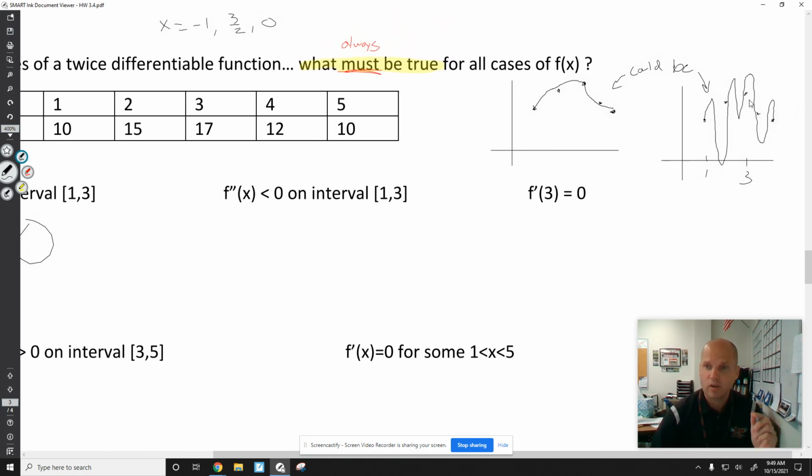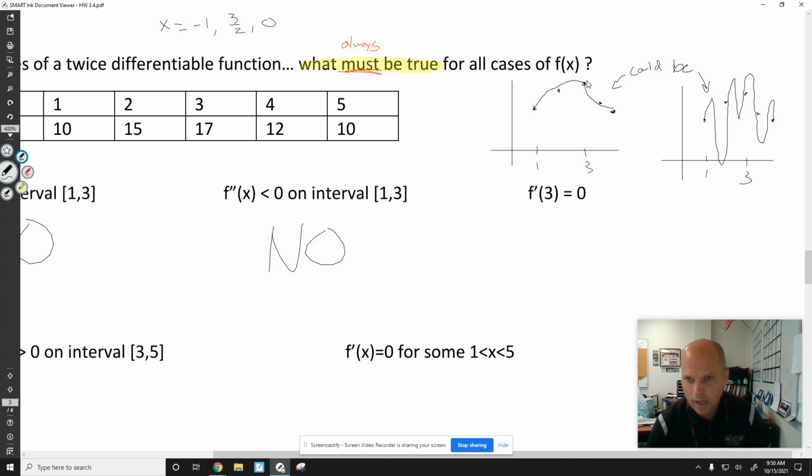Must the second derivative be negative? Must you be concave down from 1 to 3? Oh, you could be. Could be. Must you be concave down between 1 and 3? No, because here's a situation where I'm not concave down everywhere. So no.